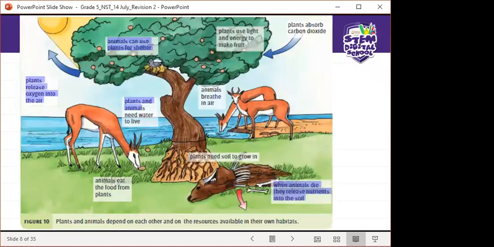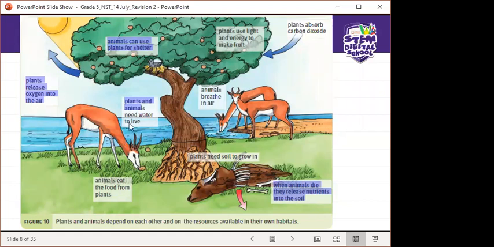Okay, so in this picture, guys, it is basically summarizing interdependence in an ecosystem. So at this first block here, as you guys can see on the right, we say that plants absorb carbon dioxide. Remember, carbon dioxide is non-living. And then here, plants use light and energy to make fruit. Okay, animals can use the plants for shelter. All right, there we see a bird hiding in the tree, and then plants release oxygen into the air.